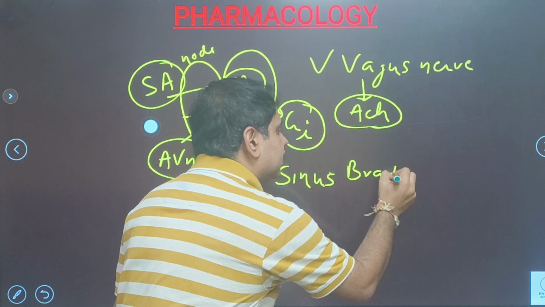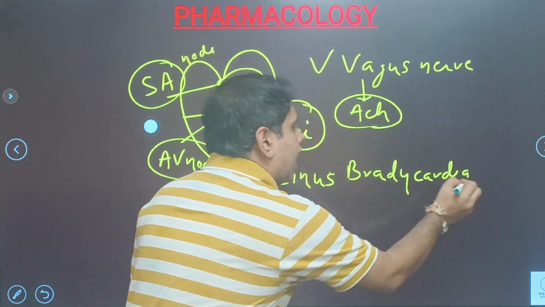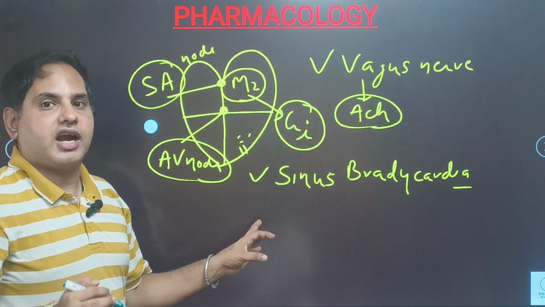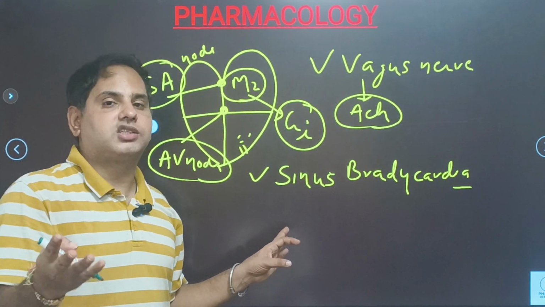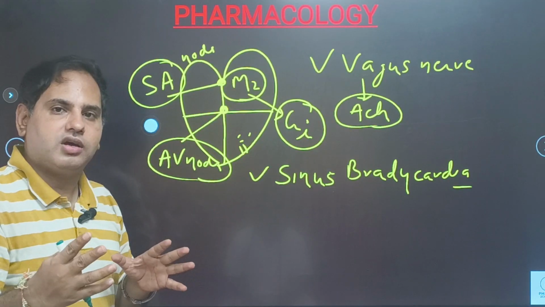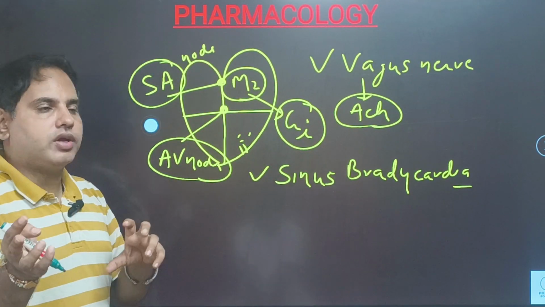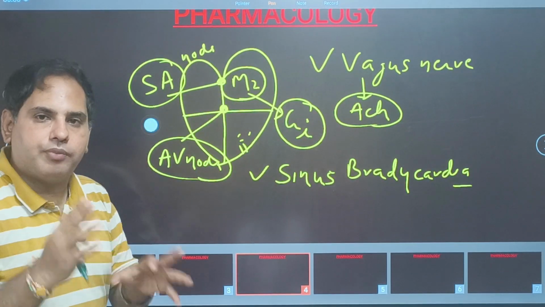Bradycardia means decrease in heart rate. Sinus bradycardia, right? And how is digoxin producing sinus bradycardia? By activation of the vagus nerve. And how does the vagus nerve result in sinus bradycardia? Because the vagus nerve results in the release of a chemical. That chemical is acetylcholine. Acetylcholine has a receptor on the SA node, that is the M2 receptor.